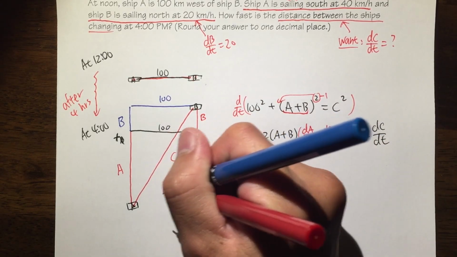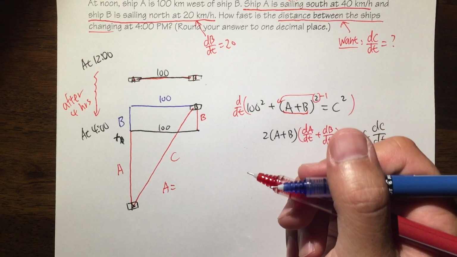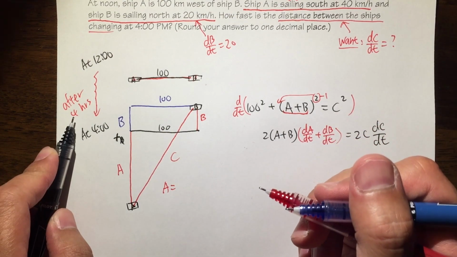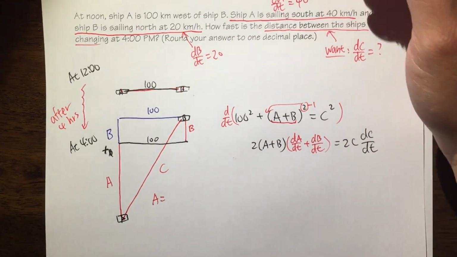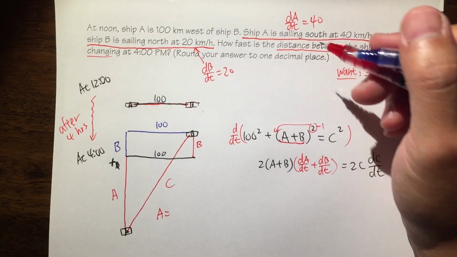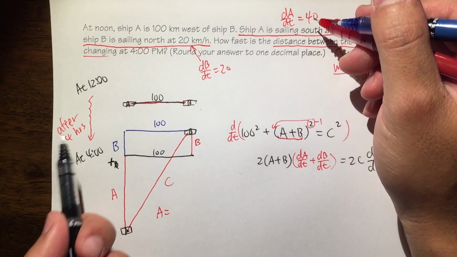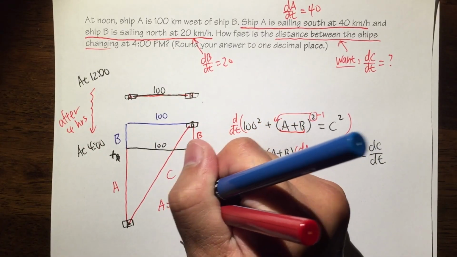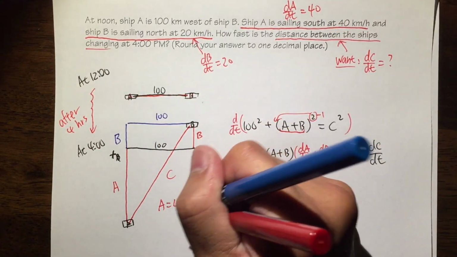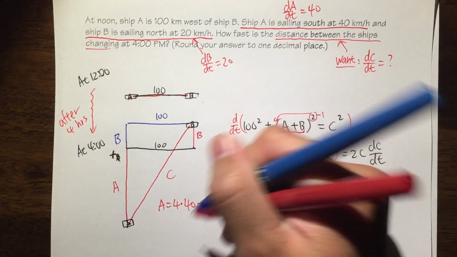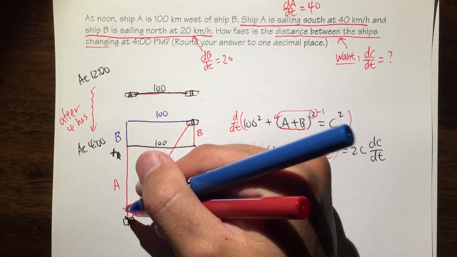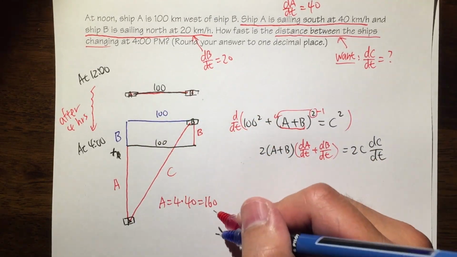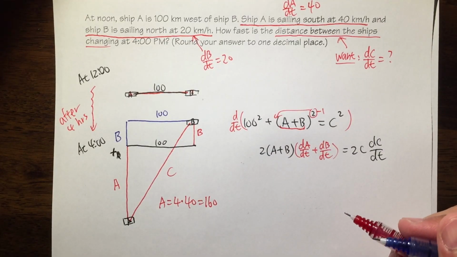Well, I'll put this down. A is equal to, remember, time times speed gives us distance. So I just have to do 4 times 40, which is going to be 160. This distance at 4 o'clock is 160 kilometers.